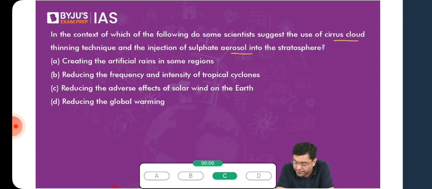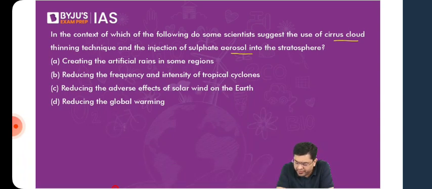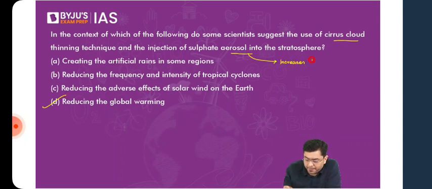I hope we are aware of the basic fact that the low-level clouds provide some cooling, but the high-level clouds retain the Earth's heat and continue to provide heating. Very good. So it is reducing the impact of global warming. Sulfate aerosol would increase the albedo. Increased albedo means lesser insolation and lesser heat reaching the Earth, and lesser heat reaching the planet.